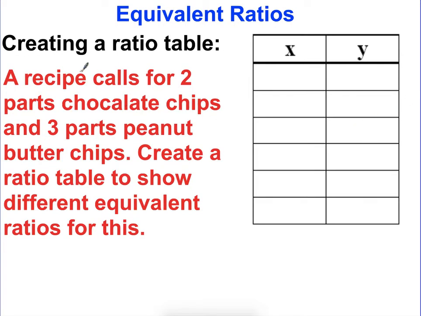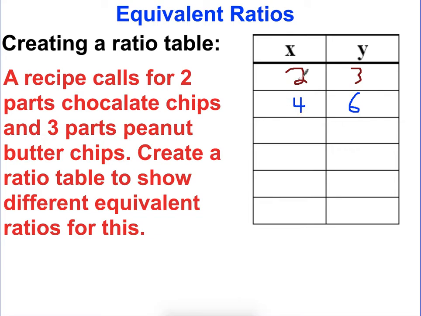Another thing that we're going to have to do is make a ratio table. When I'm given a prompt, I need to read it carefully. It says a recipe calls for 2 parts of chocolate chips and 3 parts of peanut butter. Create a ratio table to show different equivalent ratios for this. So I'm going to use 2 parts chocolate chips, 3 parts peanut butter, and I'm simply going to multiply those by different numbers. First I'm going to multiply them by 2. 2 times 2 would be 4. 3 times 2 would be 6.